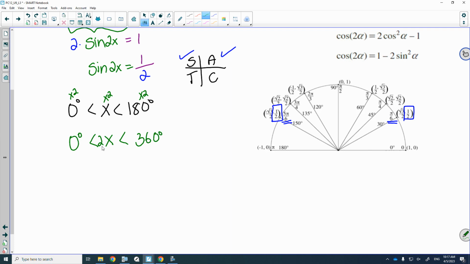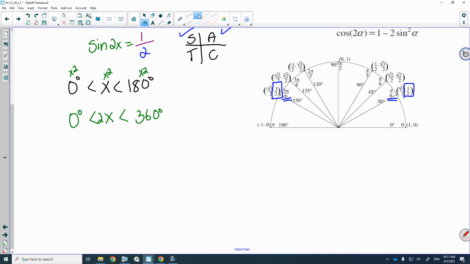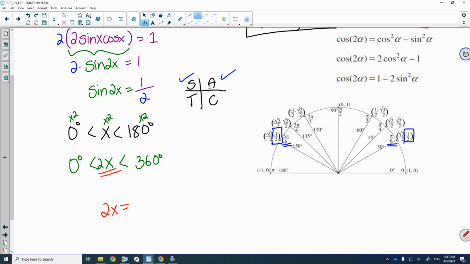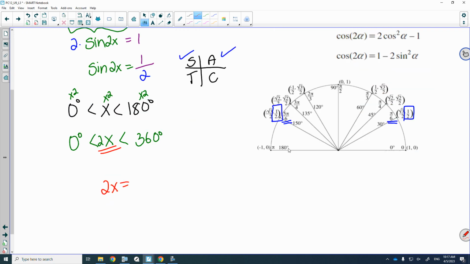Okay, so now I have to stay within this, which is only one time around the circle, right? One time around the circle. So 2x is equal to, this was a solution at 30 degrees and 150. So 2x is equal to 30 degrees and 150 degrees.